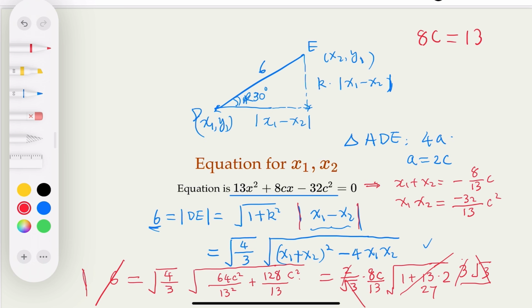But then the parameter here is 4a equals 8c. So the final answer is 13. The parameter is 13. That's the final answer.